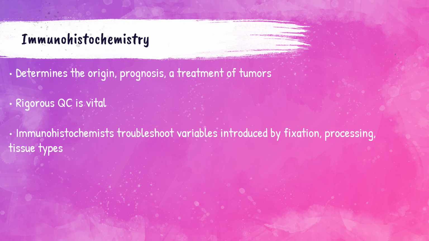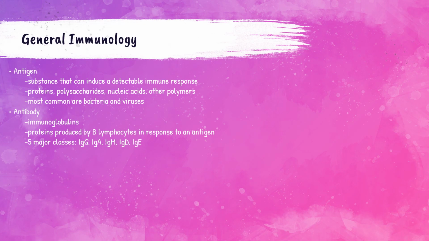and various tissue types. It's of course important to understand the basics of immunology, so we'll be discussing that in the coming slides here. So immunology involves antigens and antibodies. Antigens are molecules such as proteins, polysaccharides, other polymers, and nucleic acids. These substances can induce a detectable immune response when introduced to, in our case in histology, a human. So the most common antigens we encounter as humans are bacteria and viruses.